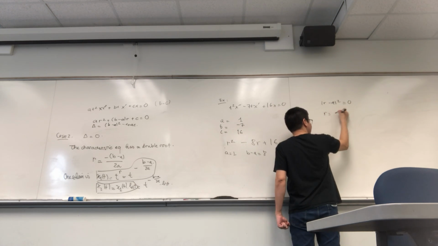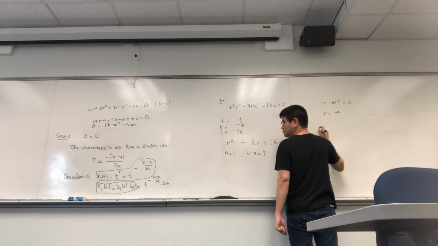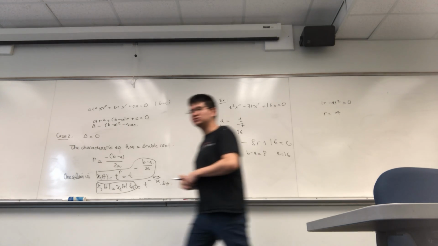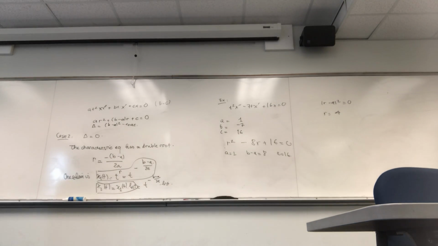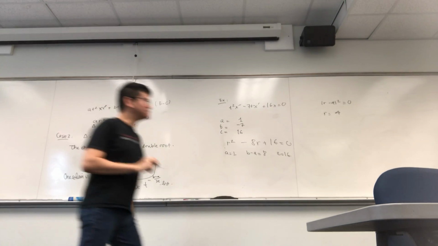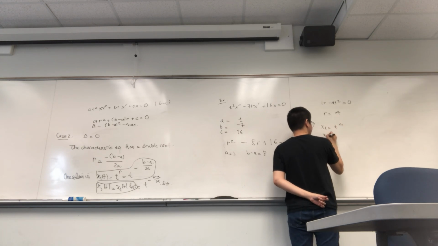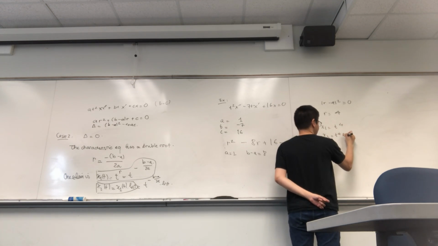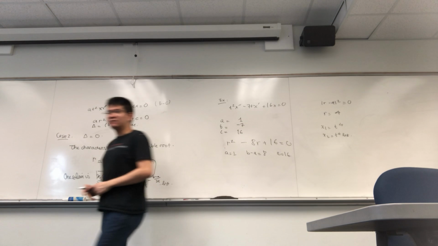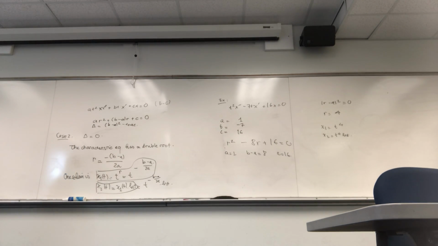So which means that you have one double root 4, which means that what are the two solutions of this equation? T to the 4, and? Log t times t to the 4. So in this case, you have x1 is t to the 4 and x2 is t to the 4 log t. Right? What is the general solution of this equation?